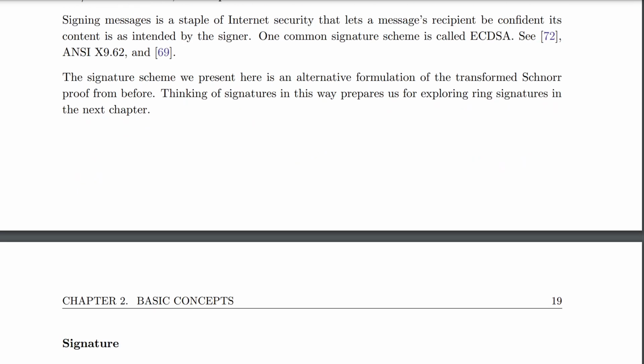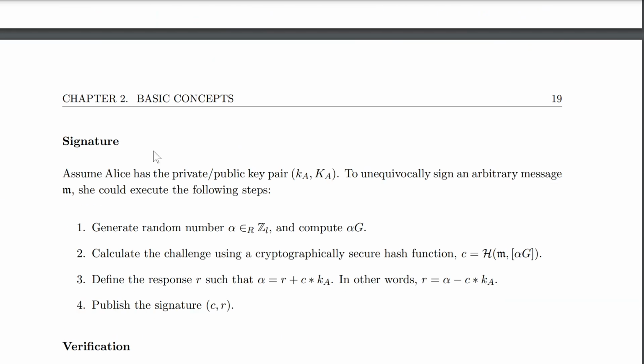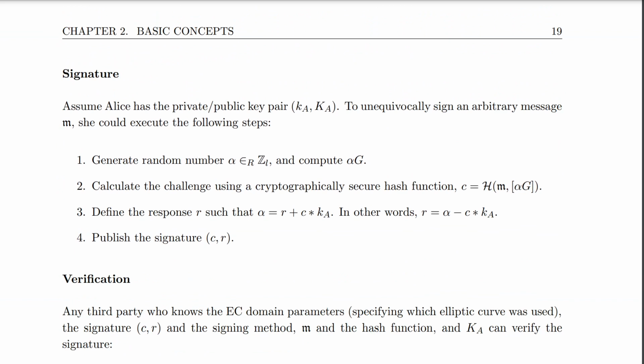So we're about to look at a signature scheme that is an alternative formulation of the transformed Schnorr proof from before, right? So with this Fiat-Shamir transform, where we're making it non-interactive and publicly verifiable, we're going to set up a signature scheme that's based off of that. We want to keep in mind that this is a stepping stone for exploring ring signatures in the next chapter.